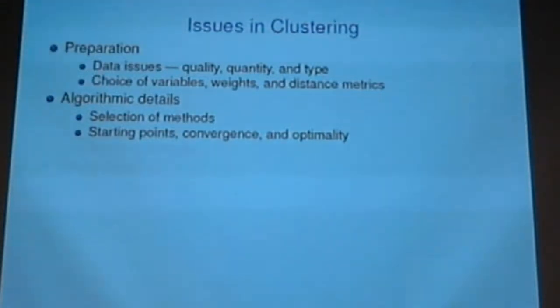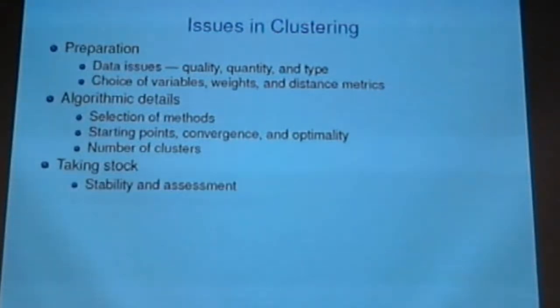And starting points and convergence of optimality, they are all the problem. How many clusters? That's still another. Number of clusters, another issue. And stability and assessment could be a problem. How do you assess the goodness of, say, a particular cut tree? After you form a cluster, what is the goodness of the model that you form? So the assessment is really a problem.